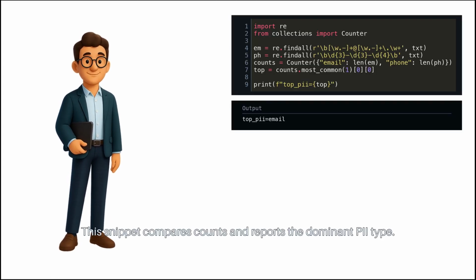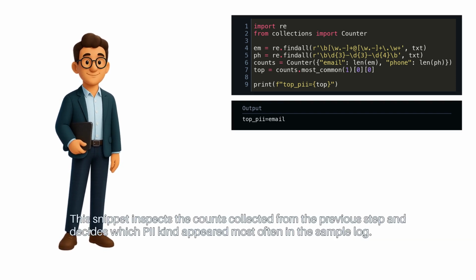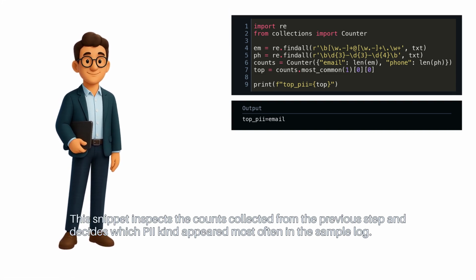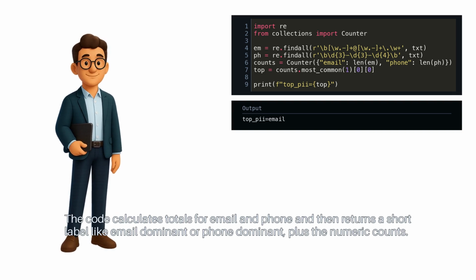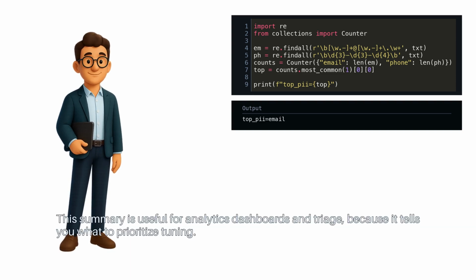This snippet compares counts and reports the dominant PII type. This snippet inspects the counts collected from the previous step and decides which PII kind appeared most often in the sample log. The code calculates totals for email and phone, and then returns a short label like email dominant or phone dominant, plus the numeric counts. This summary is useful for analytics dashboards and triage because it tells you what to prioritize tuning.